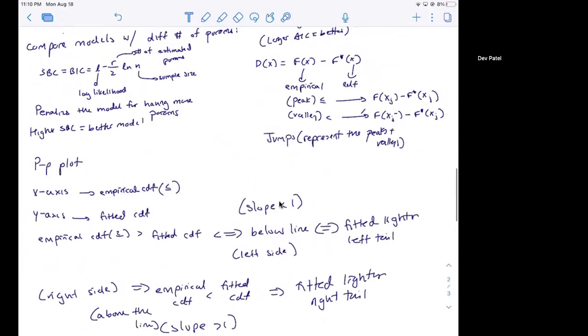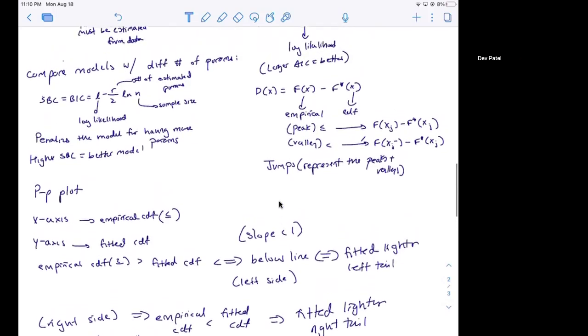DX plot and PP plot are also a way to measure empirical versus fitted distributions, right? So the DX plot, we know, is the empirical CDF minus the fitted CDF. And again, there will be peaks and valleys. Peaks and valleys refer to the actual empirical because it could be less than or equal to, or it could be less than. And so that's why you're going to see certain jumps in the DX plot.